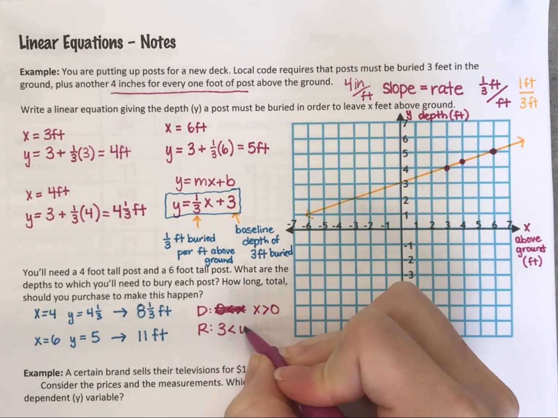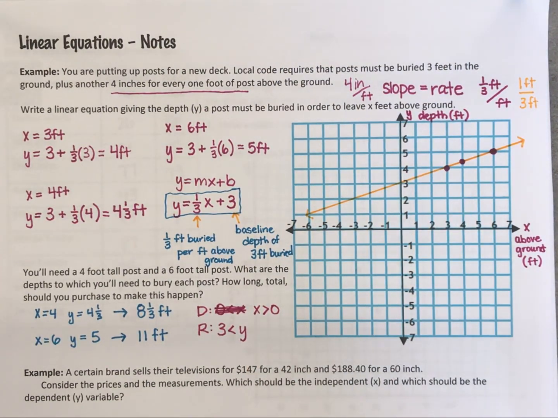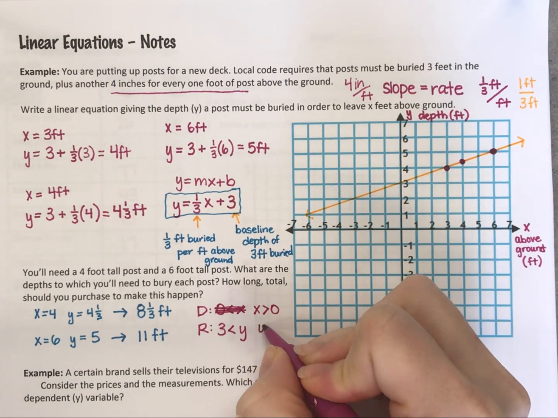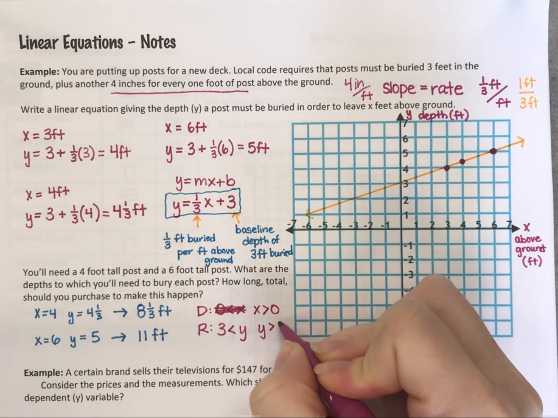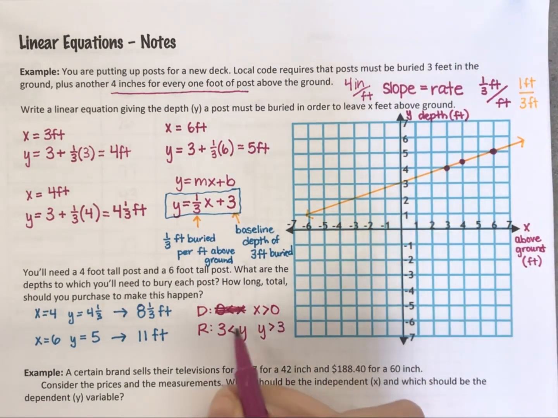And remember that these are Y values. And is there any max on this? Is there any maximum depth that I could bury a post? And I suppose geologically there is some sort of maximum depth we'd be able to dig, but I don't know what that is. So I think we might just leave this as Y is greater than 3. There wouldn't be another value to put as a cap on that unless we talk to a geologist.